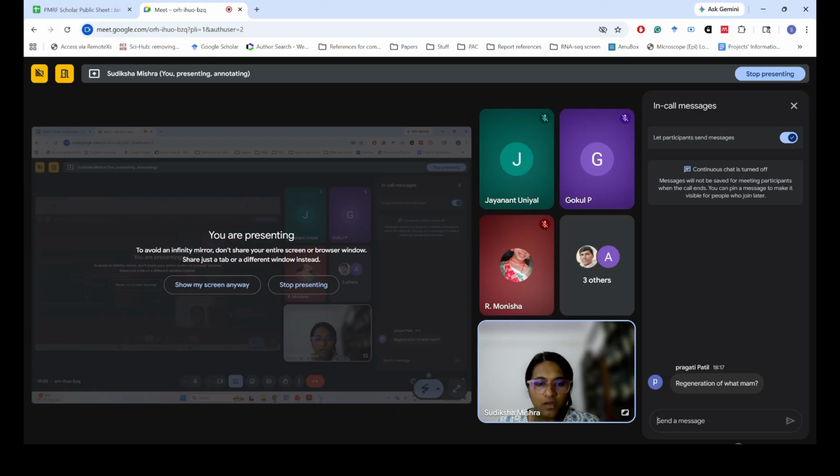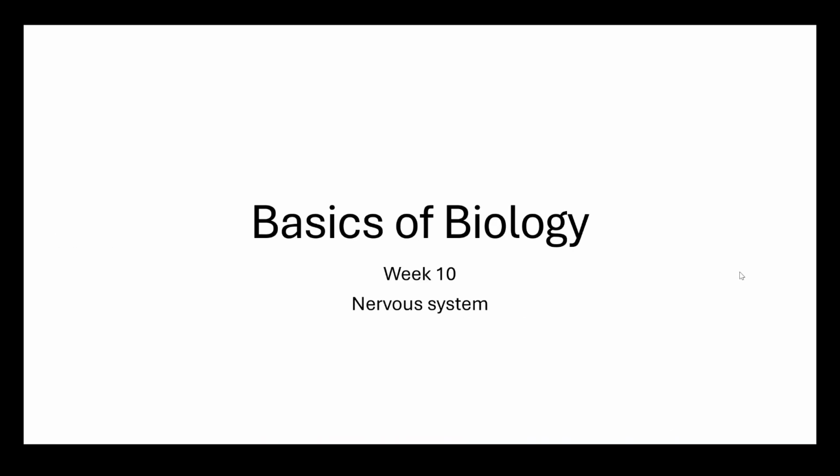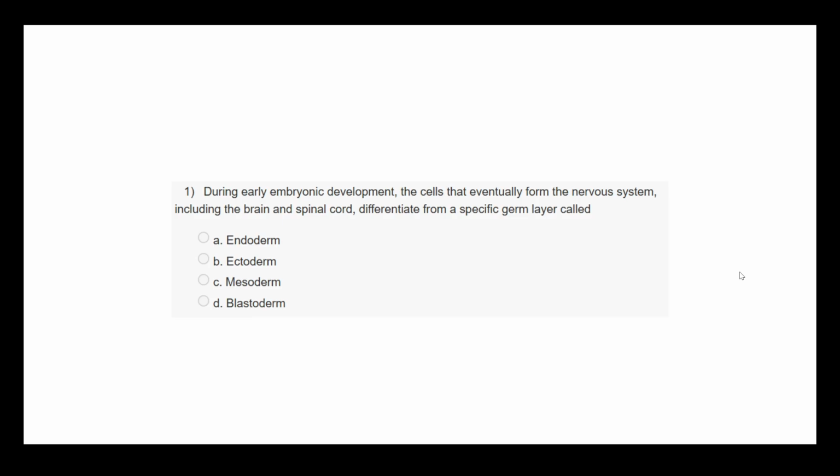Okay. Let me just share the screen. Okay. So, the first question is: during early embryonic development, the cells that eventually form the nervous system, including brain and spinal cord, differentiate from a specific germ layer: endoderm, ectoderm, mesoderm, or blastoderm. Does anyone want to answer?